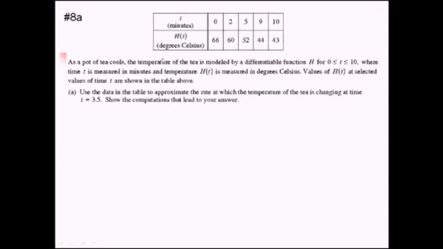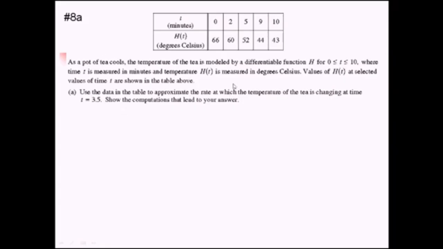For number 8, we're going to be using this table here. As a pot of tea cools, temperature of the tea is modeled by a function h from 0 to 10, and we've got some selective values of that h function given in this table, and this is in degrees Celsius that we're measuring this in. And we want to use the data in the table to approximate the rate at which the temperature of tea is changing at time 3.5.